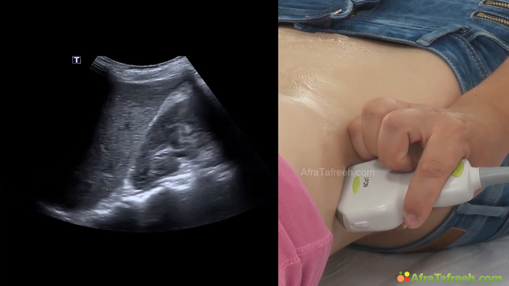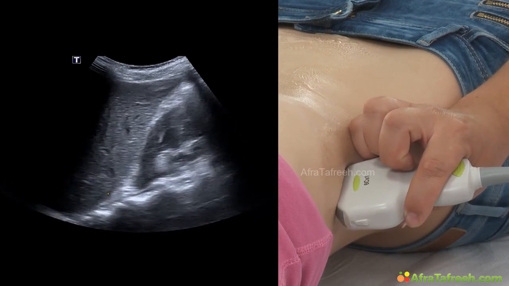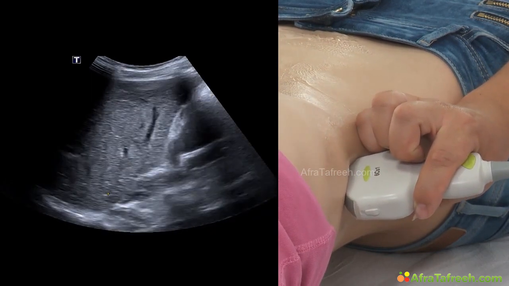Maybe we can improve the picture when the patient takes a deep breath. Please inhale and stop breathing.